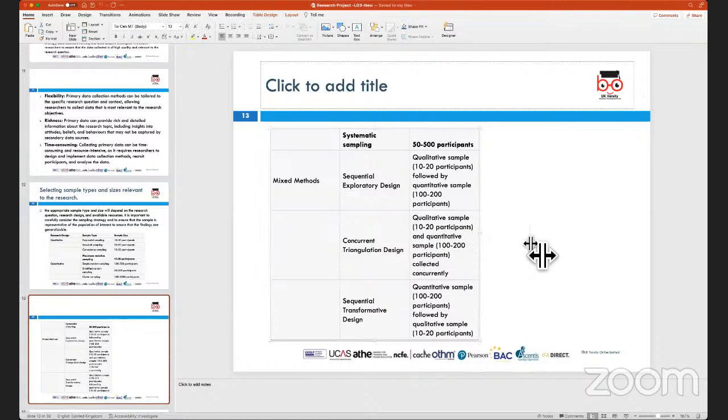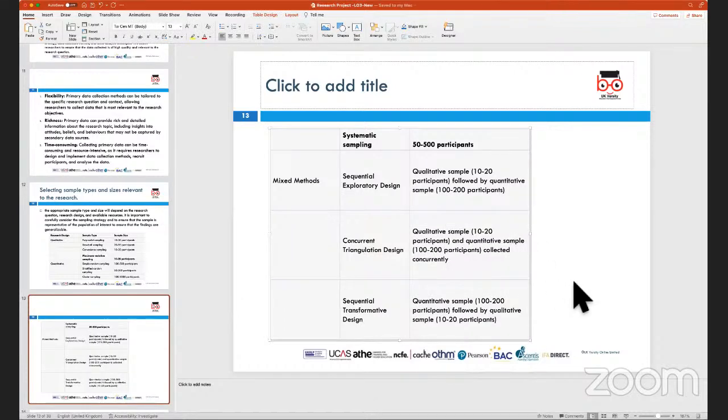Now, when you look at mixed methods, you could do a combination of quantitative and qualitative sampling. And here again, there are different types of sampling methods available. One is sequential, second is concurrent, and the third is sequential transformative. Now, the sample participant size can vary between 50 to 500, but depending on what type of method we are using, sometimes you would be looking at the sequential exploratory design method, and you could also be looking at the concurrent triangulation design method.